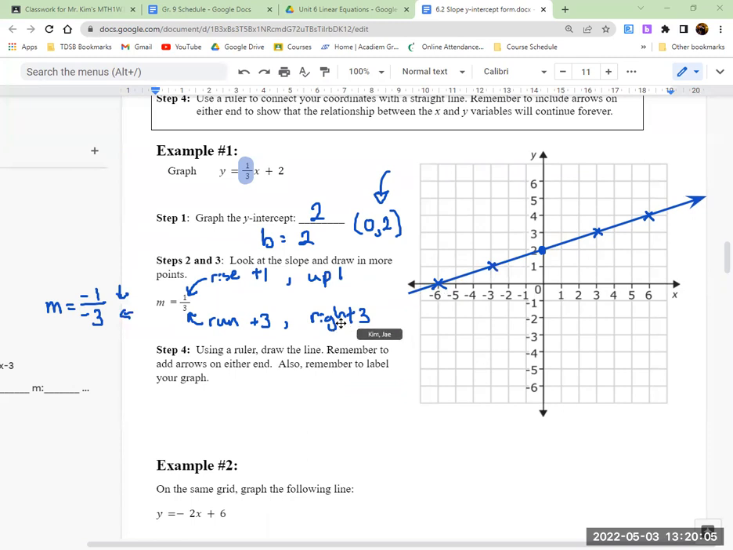So up 1, right 3, down 1, left 3, geez. It's the same thing. Using a ruler, draw the line. Remember to add arrows at the end because it goes on forever. Also remember to label your graph.